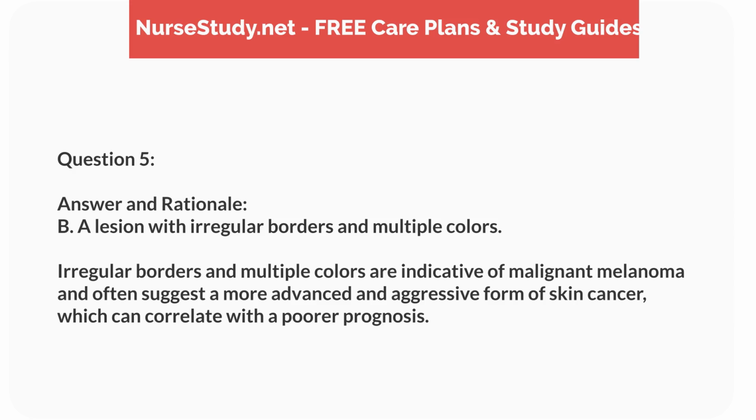Answer and rationale. B. A lesion with irregular borders and multiple colors. Irregular borders and multiple colors are indicative of malignant melanoma and often suggest a more advanced and aggressive form of skin cancer, which can correlate with a poorer prognosis.